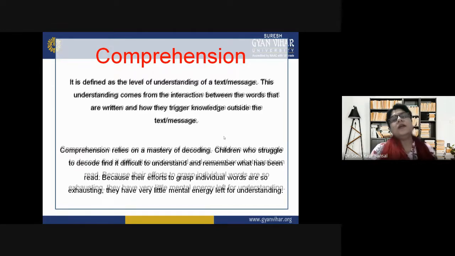It is somehow like Indian people who are not able to decode the Chinese language or Russian language or any other language they are not comfortable in. So if we are not able to decode, we are not able to comprehend.